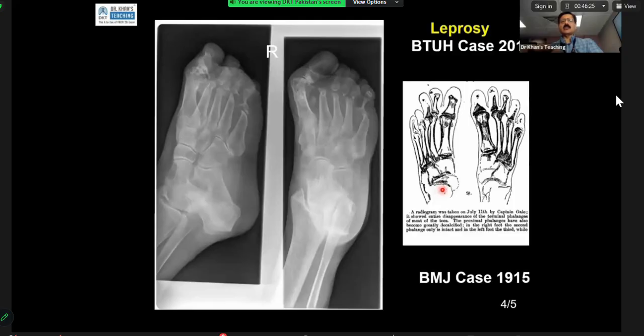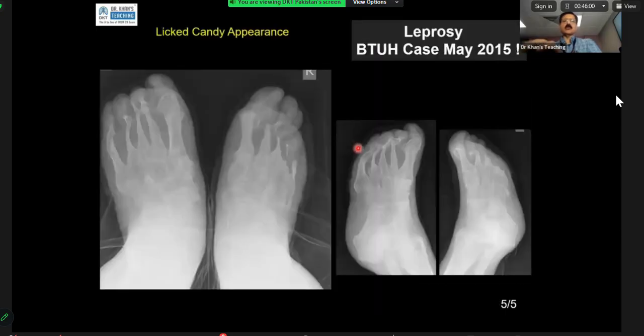And we saw a similar case here in our hospital, a known case of leprosy. But just to make a point, you can still see these because these patients are still there in the population. This is what we saw in this 2011 case in our hospital. We did not diagnose it; it was a known, treated case of leprosy. Another one we saw in 2015, and you can see this licked candy appearance. You see this? Licked candy. And look at the bone density, quite increased.